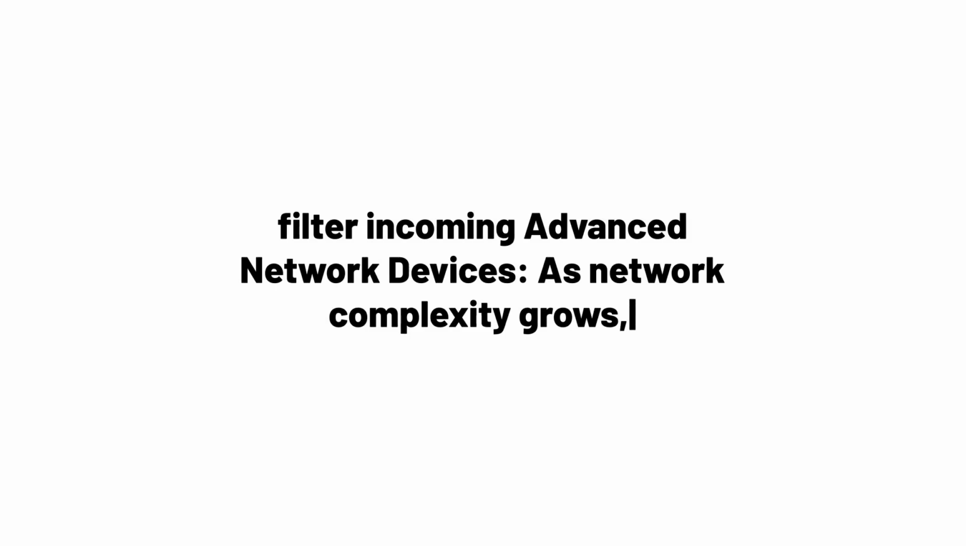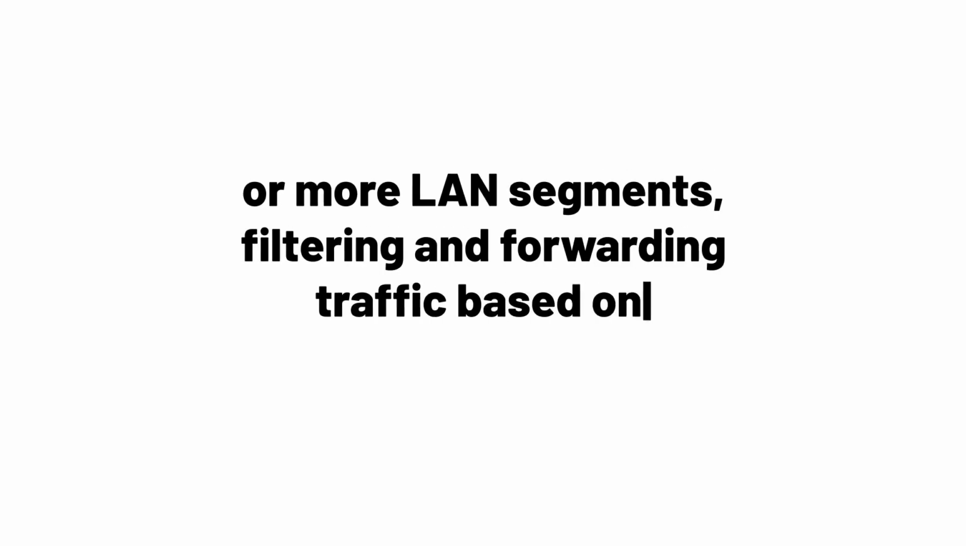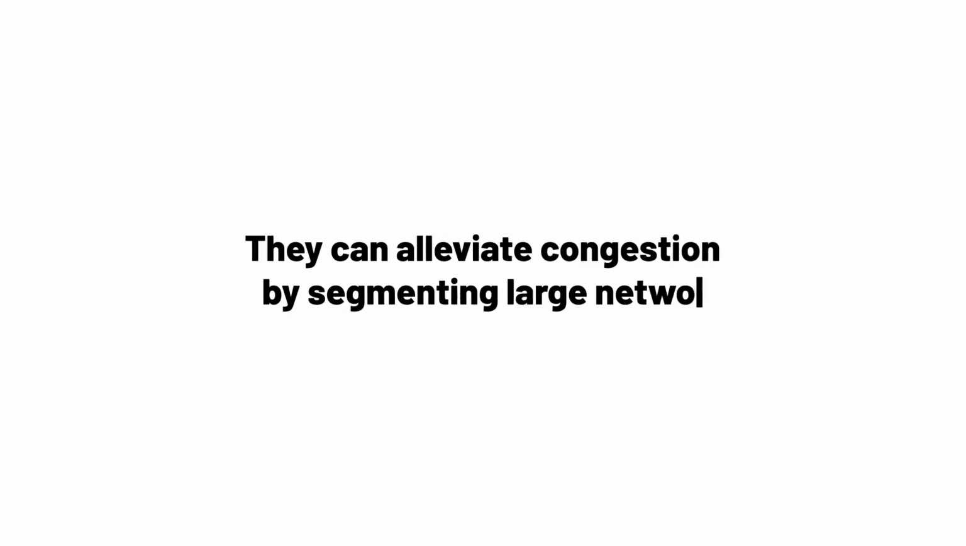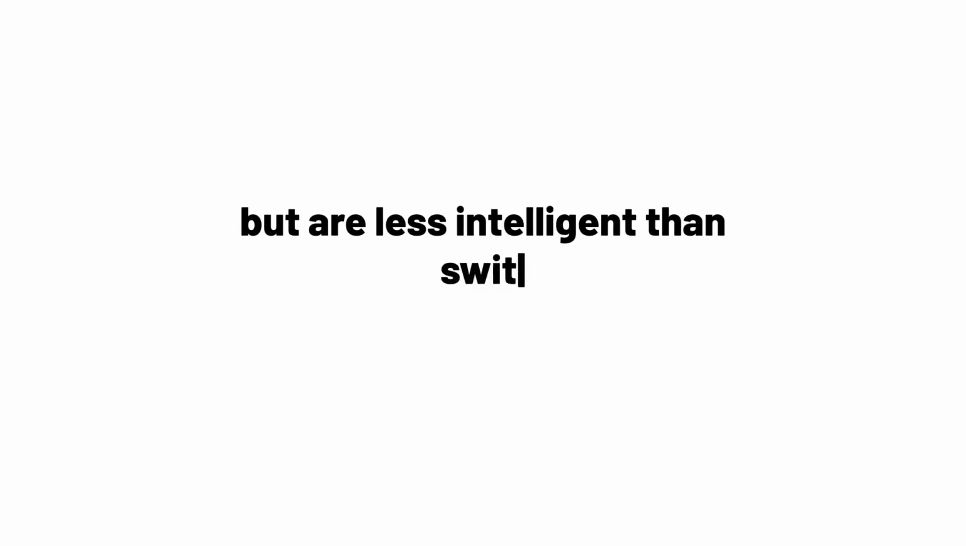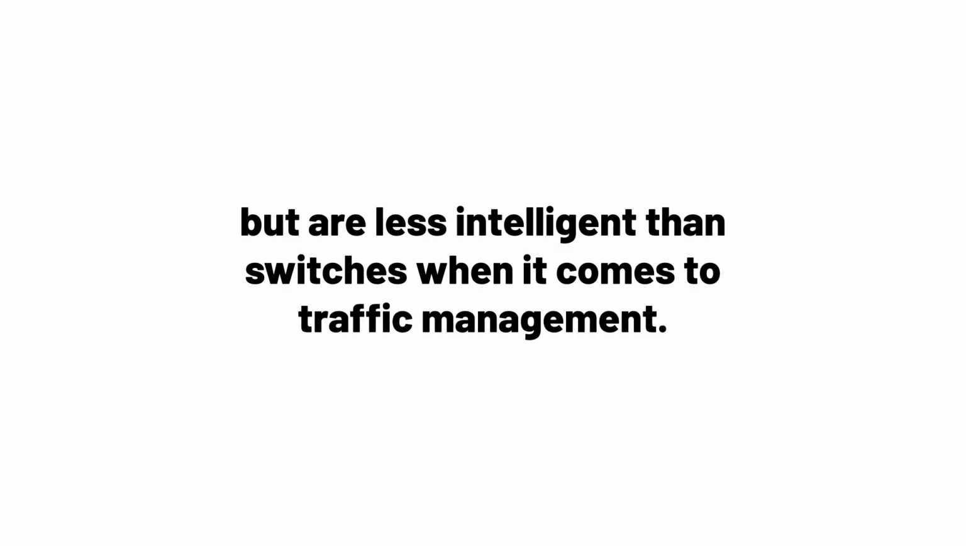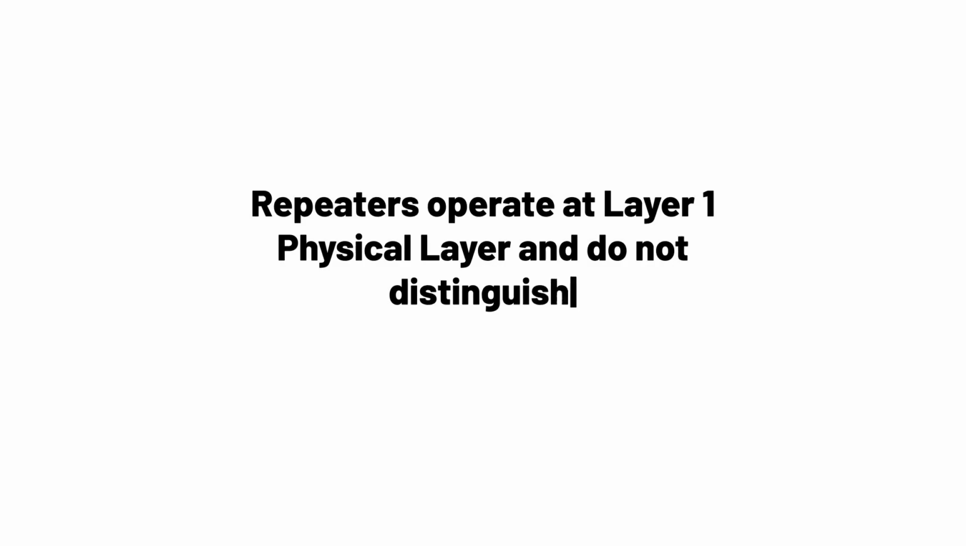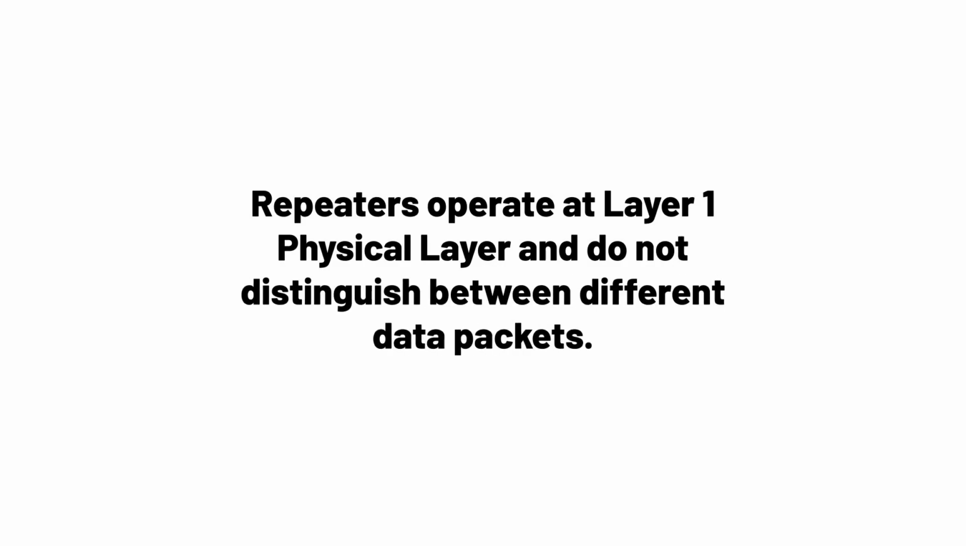Advanced network devices. As network complexity grows, additional devices play crucial roles. Bridges: these connect two or more LAN segments, filtering and forwarding traffic based on MAC addresses. They can alleviate congestion by segmenting large networks but are less intelligent than switches when it comes to traffic management. Repeaters: these regenerate weak or degraded signals to extend the reach of transmission media. However, they amplify not only the signal but also any noise present, potentially causing issues. Repeaters operate at layer 1, the physical layer, and do not distinguish between different data packets.